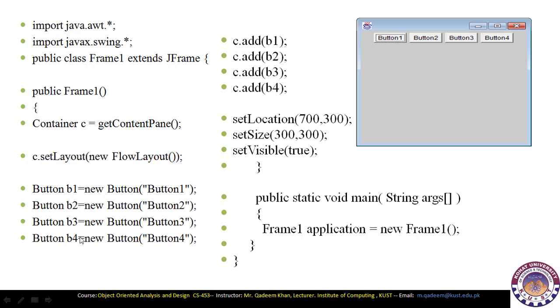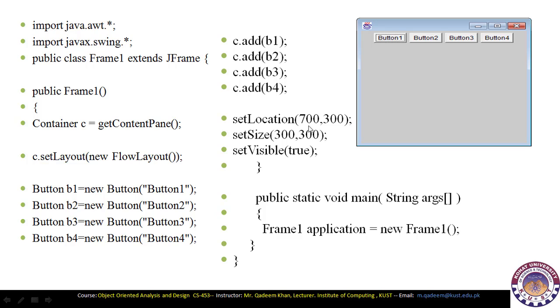Now here we have declared 4 different buttons: button 1, button 2, button 3 and button 4 with the b1, b2, b3 and b4 objects respectively. You can see there is no J. So this is also valid Java syntax, that JButton is valid or only Button is also valid. Now we have added all these 4 buttons inside of the container. So c.add(b1), c.add(b2), c.add(b3) and c.add(b4).